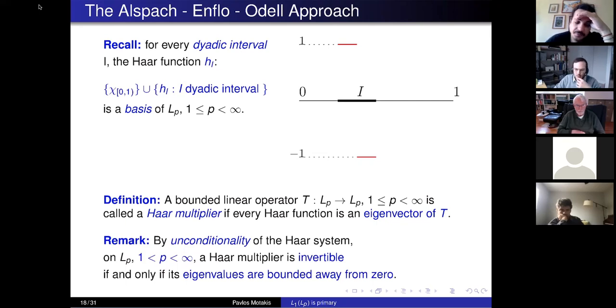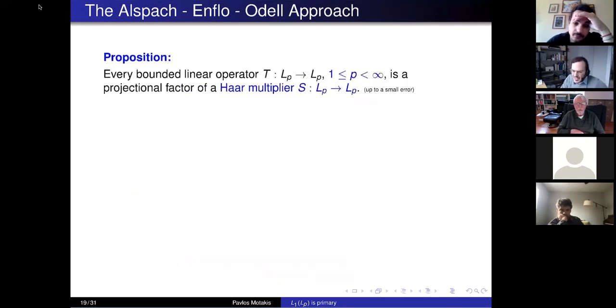Now I want to talk about the Alspach, Enflo, Odell approach to the observation that the space LP, where p is strictly between 1 and infinity, is a primary space. They use this nice property of unconditionality of the Haar system. So here is a proposition that relates this to the language of projectional factors. You start with an arbitrary bounded linear operator T from LP to LP. Then this is a projectional factor of a Haar multiplier, up to some small perturbation, which doesn't really affect the arguments.